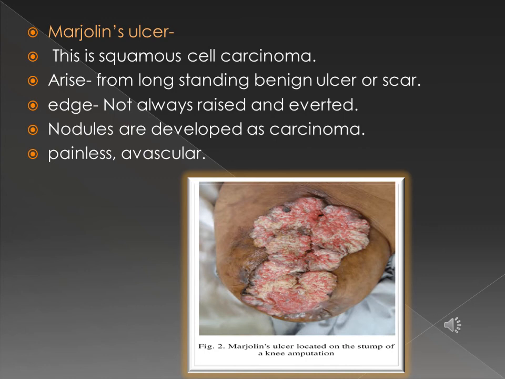Then the last one is Marjolin's ulcer. This is squamous cell carcinoma. It arises from a long-standing benign ulcer or a scar, for example a venous ulcer or the scar of an old burn which shows malignant changes. It is nothing but malignant squamous carcinoma. In this condition, the edge is raised and everted. Nodules develop as carcinoma. It is painless and avascular. There is extensive fibrosis.